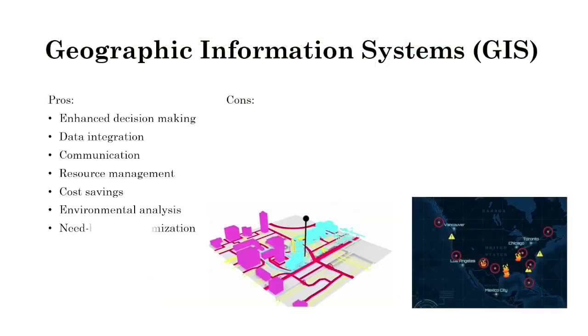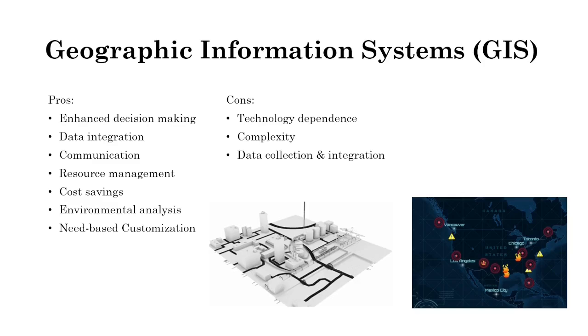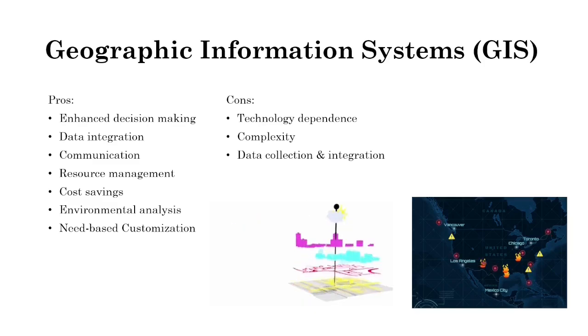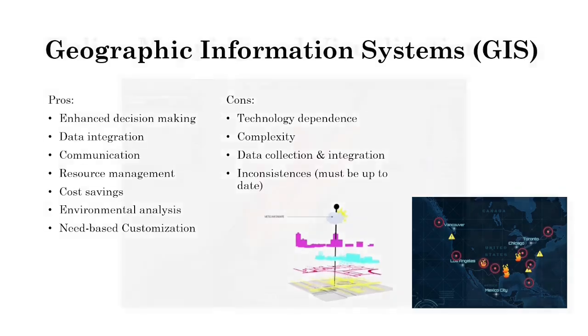And then the cons include, of course, technology dependence, what happens when it goes down. It could also be very complex if you have a lot of layers going on. You could use it for data collection and integration challenge. Yes, that's a pro, but it's also a con, because how are you going to collect that data? And you have to collect a lot of data. I mean, look how much, I can't even imagine how Google Maps collected all that data. There could also be some inconsistencies, and it might have to be updated every few years, or depending on when the landscape changes. What if the environment changes? What if a volcano erupts and destroys a big area? The GIS will then be inaccurate.